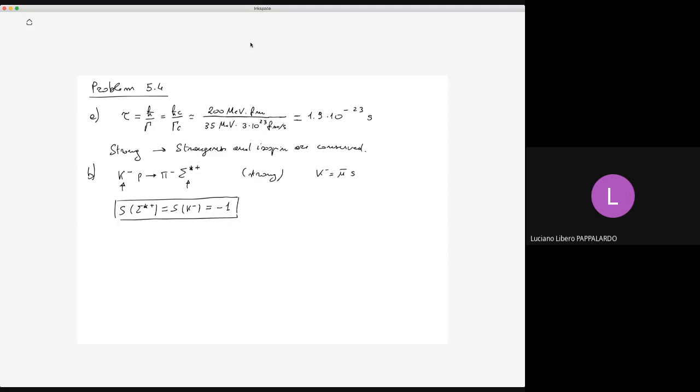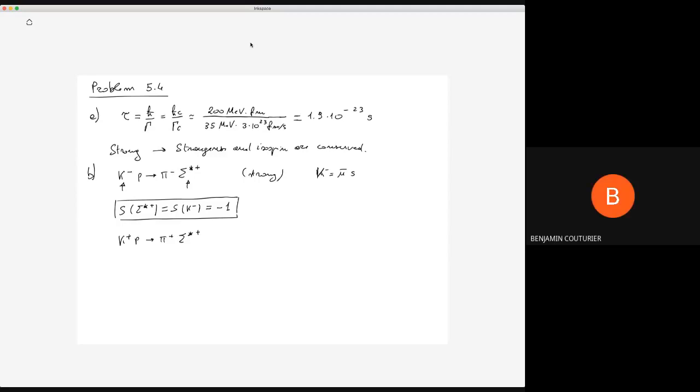What about the other reaction? The other reaction is K plus proton into pi plus sigma star plus. But why don't we observe this reaction? So try to think a little bit. The baryonic number is conserved because both the proton and the sigma are baryons.